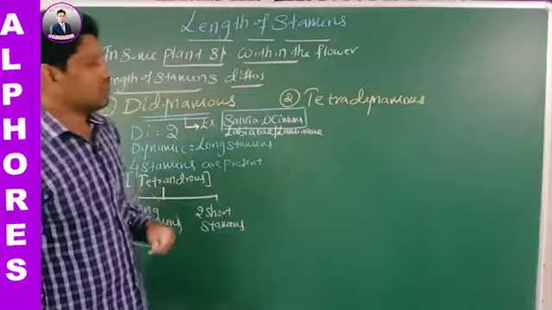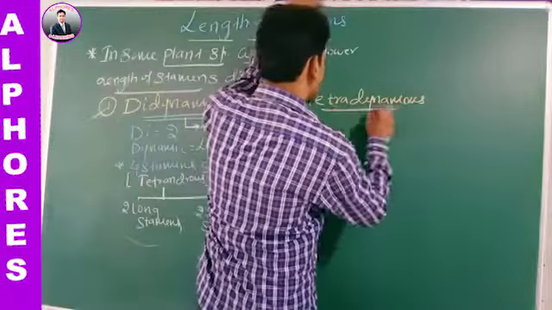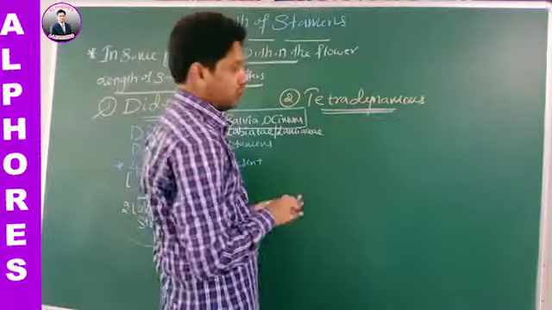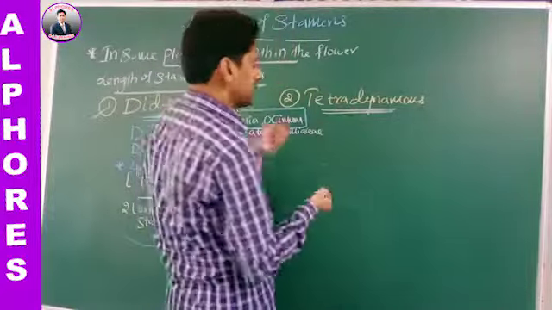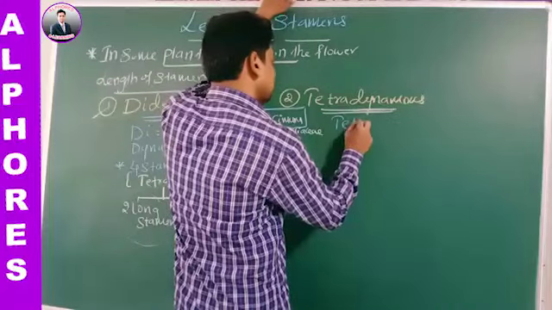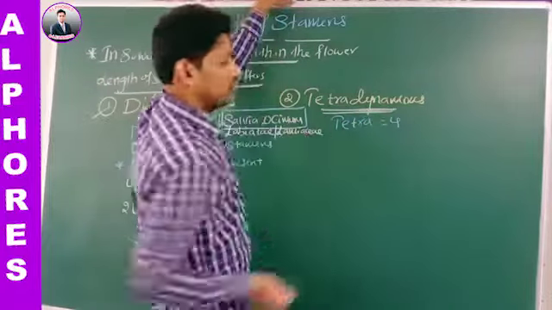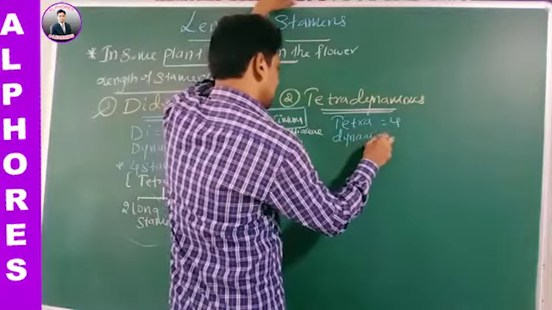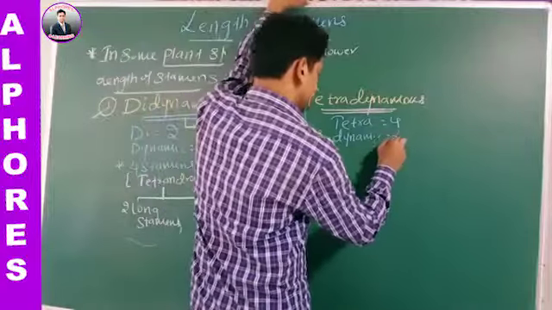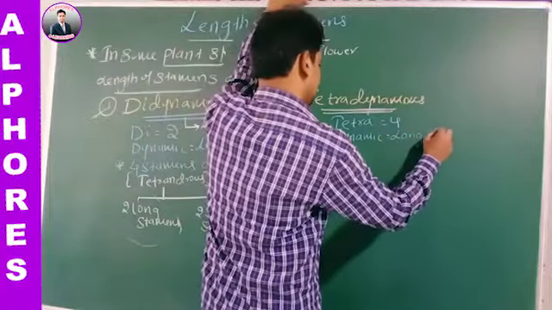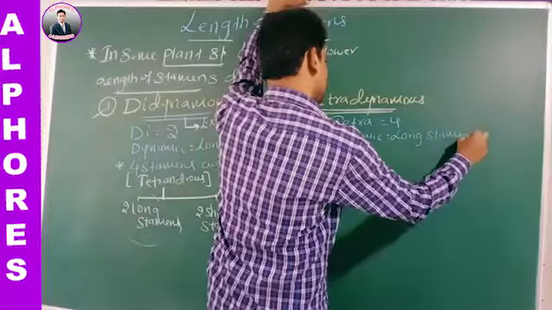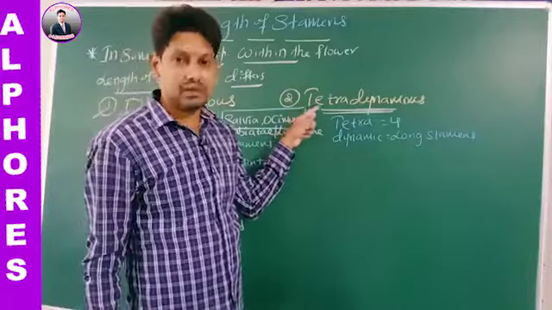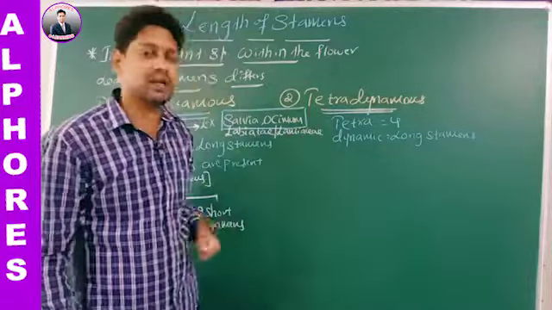Now go for the second one. What is tetradynamis? Tetra means how many? 4. Dynamis, I just told you, means the number of which stamens? Long stamens. We are discussing tetradynamis.